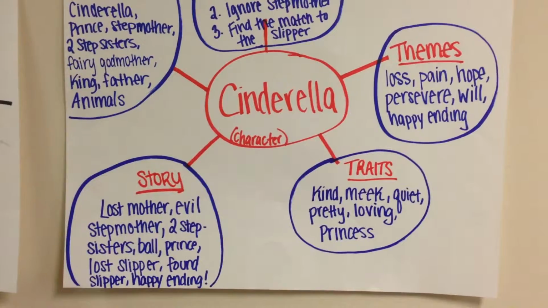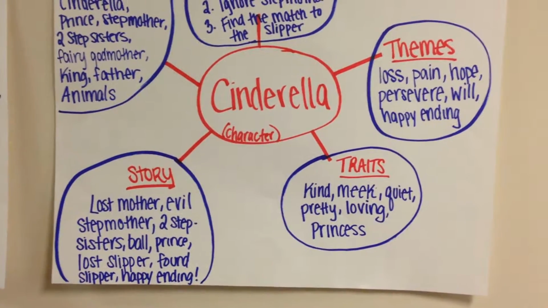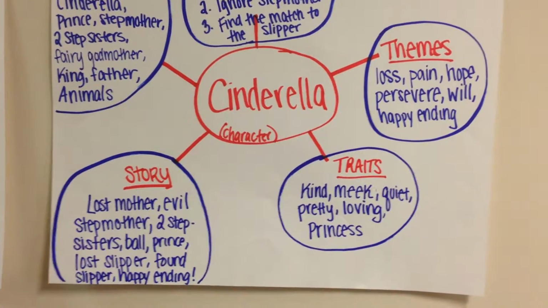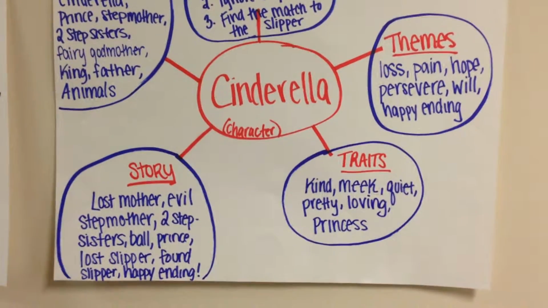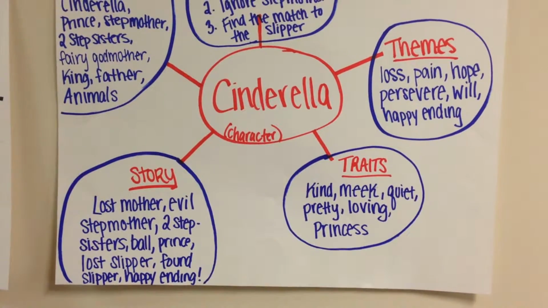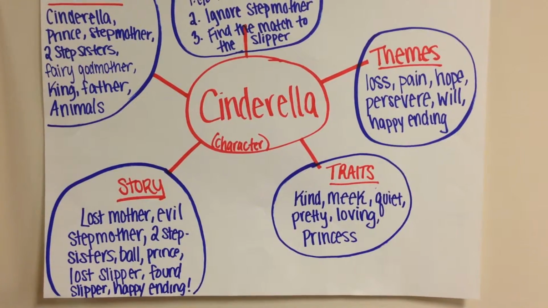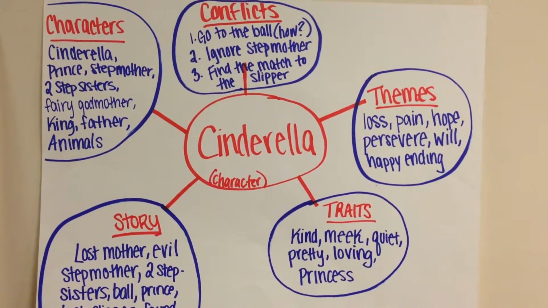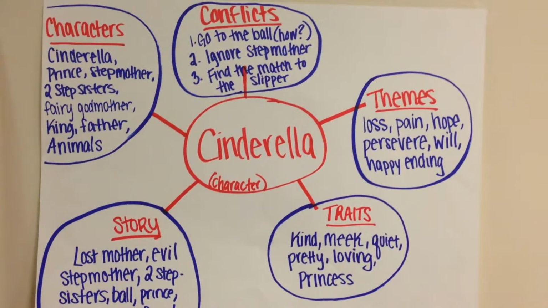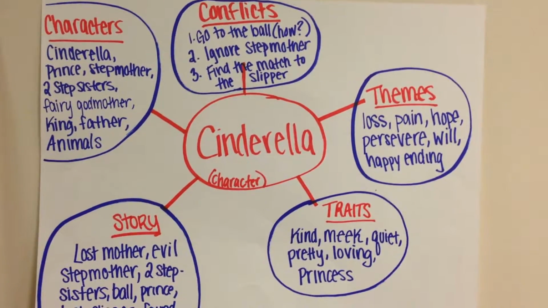Then the next bubble on the left bottom, I wanted to know, what's the story with Cinderella? What is the whole point of this? Well, she lost her mother, she has an evil stepmother, 2 stepsisters, she goes to a ball, she meets a prince, she loses her slipper, she finds her slipper, happy ending. Obviously a loose translation, but nonetheless it'll work. Right above that, we see characters. Well, there's a lot of them in this story, so I wanted to have them all on paper. Cinderella, the prince, etc., etc.